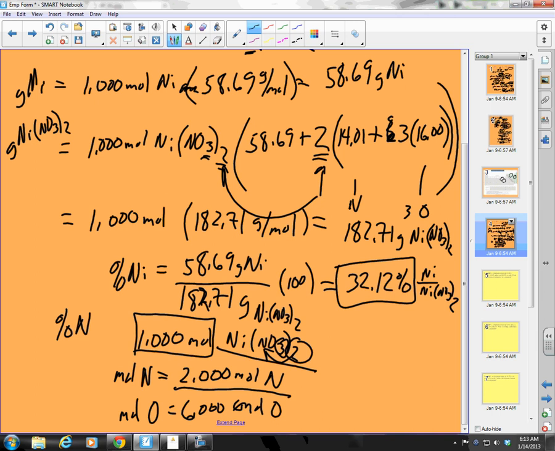Got it? All right. I think it's good enough for now. This is all you need to know about percentage composition. Next time I see you, we'll talk about empirical formula.